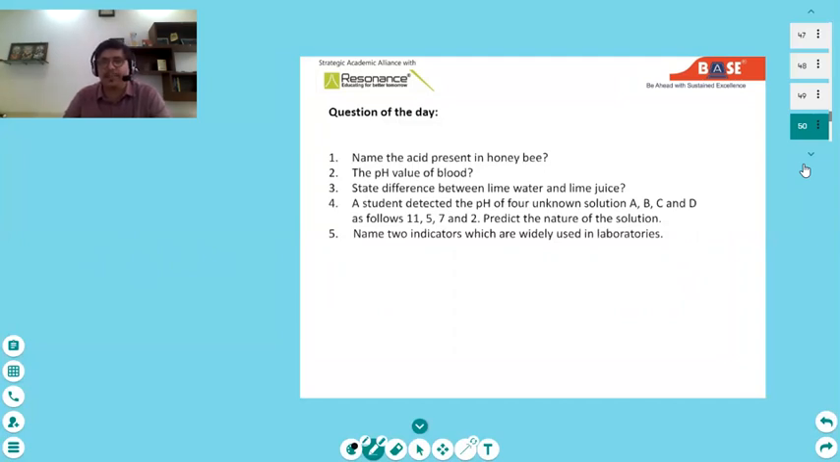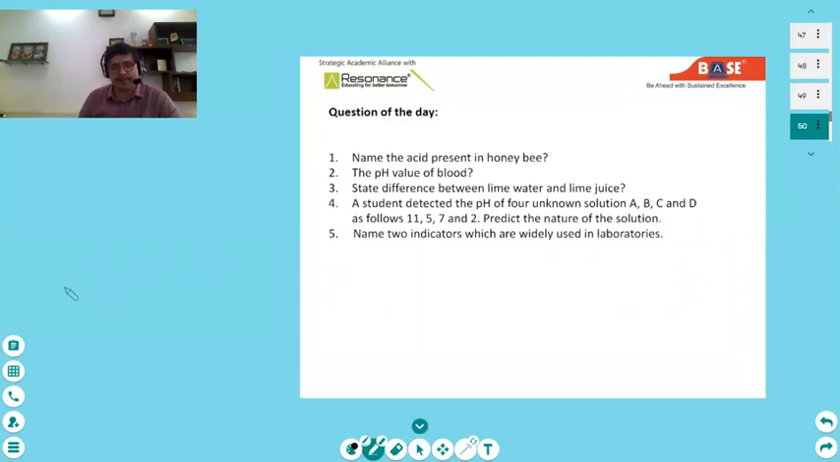A student detected the pH of 4 unknown solutions A, B, C, D. Predict the nature of the solutions. Let me know tomorrow. And name 2 indicators which are widely used in a laboratory. So in between my lecture, I have given you the answer to all of these, either written on the board or orally. So you give me the answer.